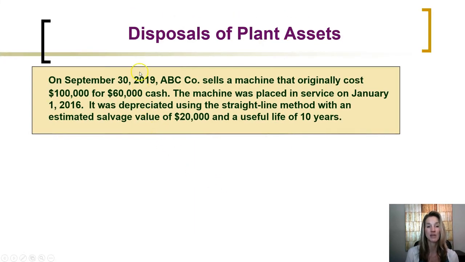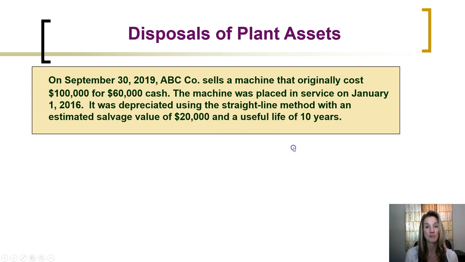On September 30th, ABC sells a machine that they had originally purchased at a cost of $100,000, and they sell it for $60,000 in cash. The machine was placed into service on January 1st of 2016. It was depreciated over those 2 years and 9 months using the straight line method, and the estimates used were a salvage value of $20,000 and a useful life of 10 years.